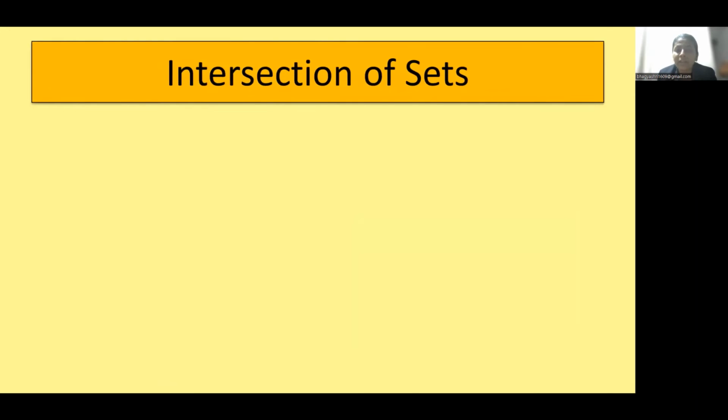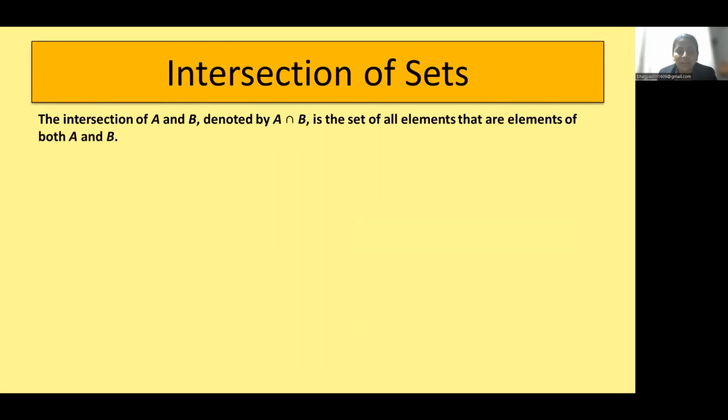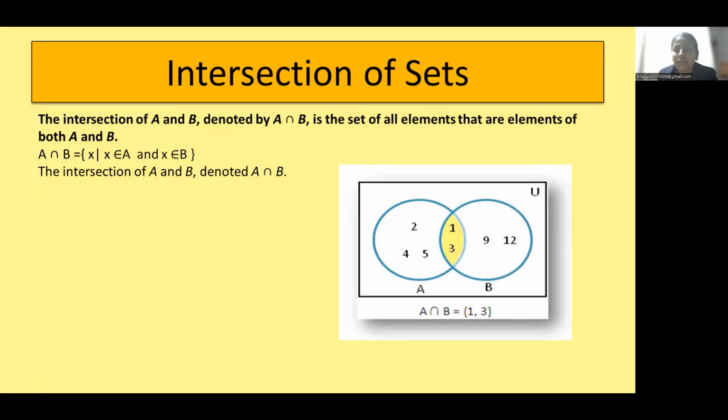नेक्स्ट ऑपरेशन इज इंटरसेक्शन ऑफ सेट. The intersection of A and B, denoted by A intersection B, is the set of all elements that are elements of A and B both. म्हणजे जी एलिमेंट ए मध्ये सुद्धा आहेत आणि बी मध्ये सुद्धा आहेत त्याला आपण इंटरसेक्शन ऑफ टू सेट्स असं म्हणणार आहोत. सो इट इज symbolically represented as set of all x such that x belongs to A and x belongs to B. It is denoted by A intersection B.